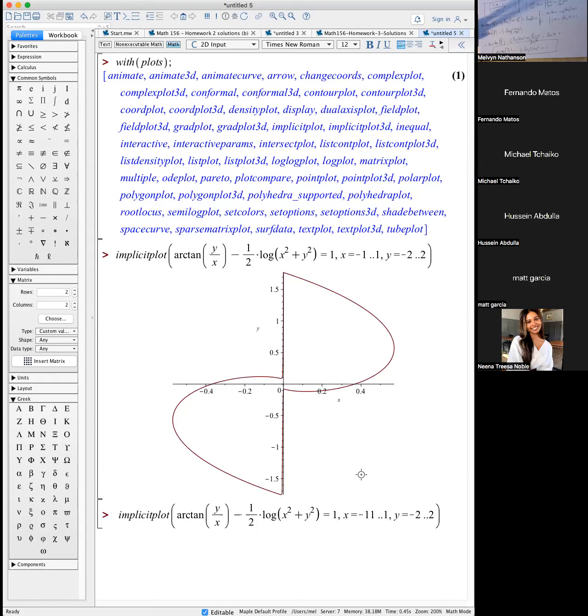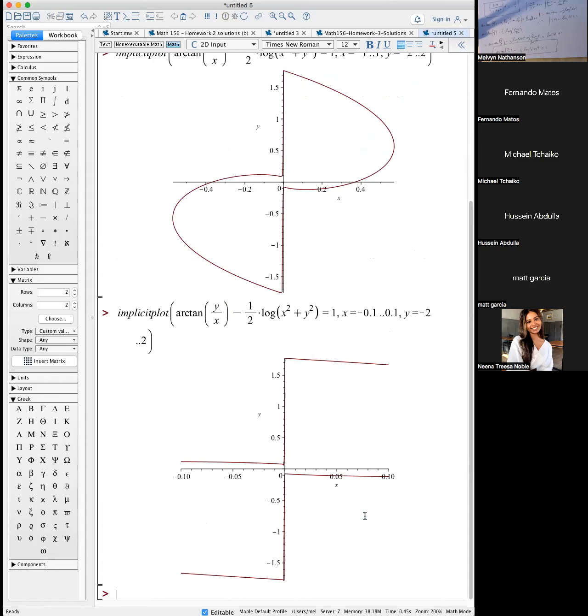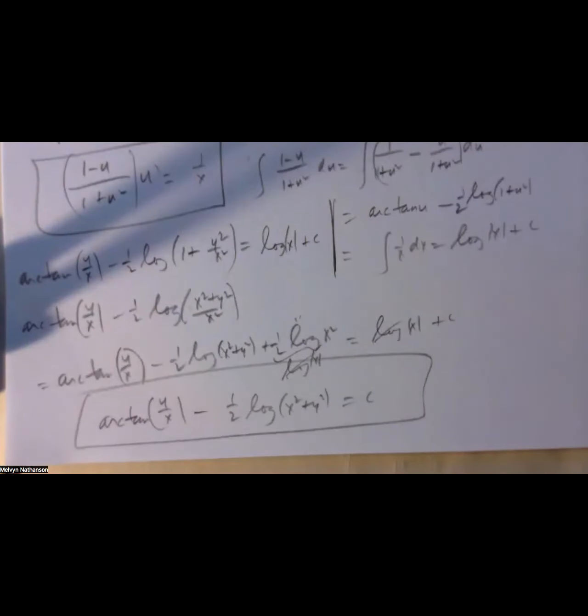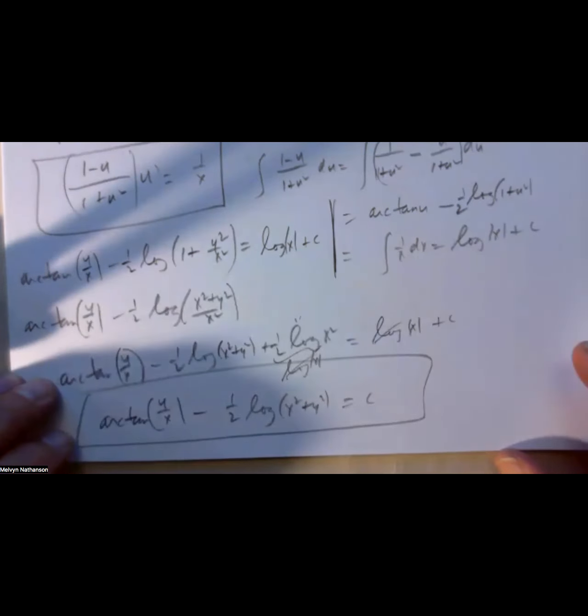Sort of curious about what this thing really looks like. In any case, if you have Maple, you can actually graph the integral curve, but that's what it is. Any questions about this? Maybe I'll do one more.